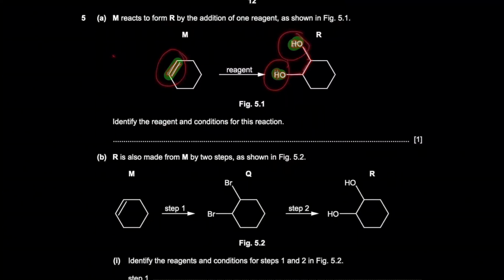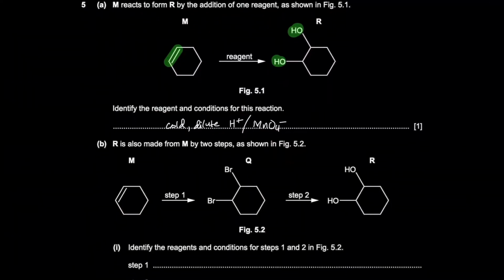So for this, the reagents are cold, dilute, acidified KMnO4. Okay, all of it is required: cold, dilute, and acidified. KMnO4, MnO4 minus, manganate(VII), right? You can say H plus slash MnO4 minus, or you can say KMnO4, same thing.